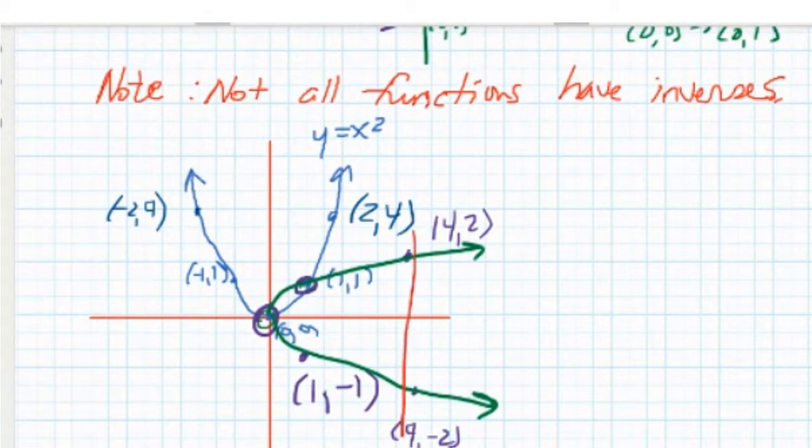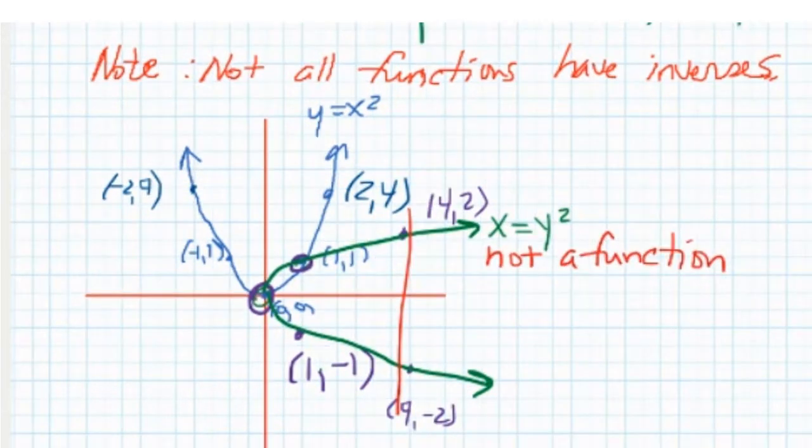So we get a graph that looks like it's been reflected across the line y equals x, but it's not a function, which, by the way, would have the equation x equals y squared, because we've switched all the x and y's. X equals y squared is not a function because it fails the vertical line test, right? The one x value 4 matches up to 2 and negative 2.